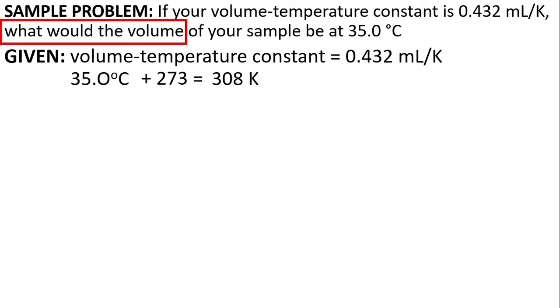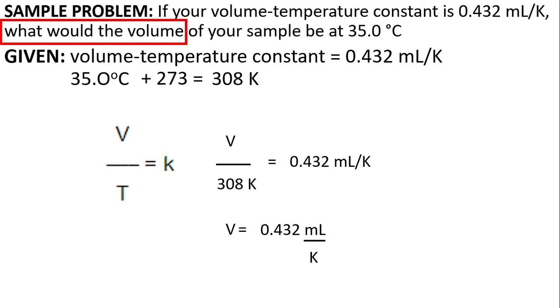Now we're looking for the volume. So let's use this equation. V over T is equal to K. Substitute the values. Volume is in the numerator and temperature, 308 Kelvin, is equal to 0.432. So multiply 0.432 by 308. So Kelvin will cancel. This will give us 133 ml. So in liters, it's 0.133 liters.